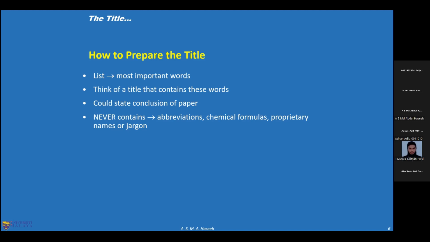There are some conventions that we follow while writing the title. For instance, we do not use any abbreviations. We avoid chemical formulas in the title if possible. We don't use any commercial name, proprietary name, or some jargons which have some meaning that some people may know. It doesn't give the meaning to the wider audience.